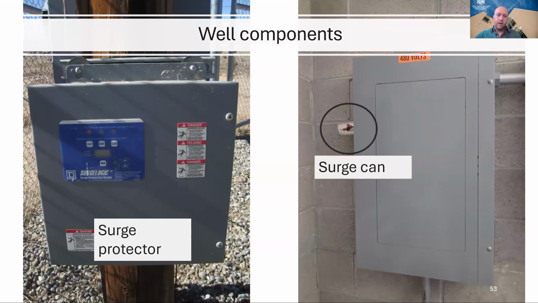The electrical components and the mechanical components of wells should be protected with surge protectors. This one has a surge can, and this is a protector from, like, lightning. I've also seen facilities that have a lightning rod on the pump house, and then it's grounded. And so that protects it from surges from lightning. But this just protects your equipment and protects against outages after a lightning event.